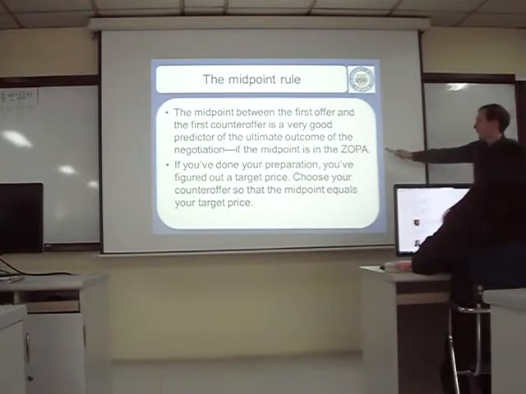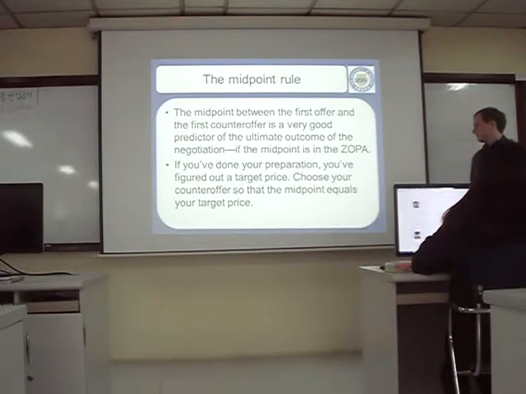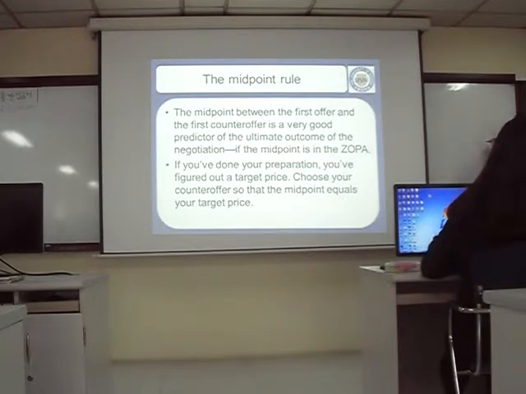It's a good predictor of the ultimate outcome of negotiation if the midpoint is in the ZOPA. So if you've done your preparation, you've figured out a target price. So choose your counteroffer so that the midpoint is equal to your target price. Right? So let's say that they offer 30, and your target price is going to be 20. So then what are you going to say to them first?